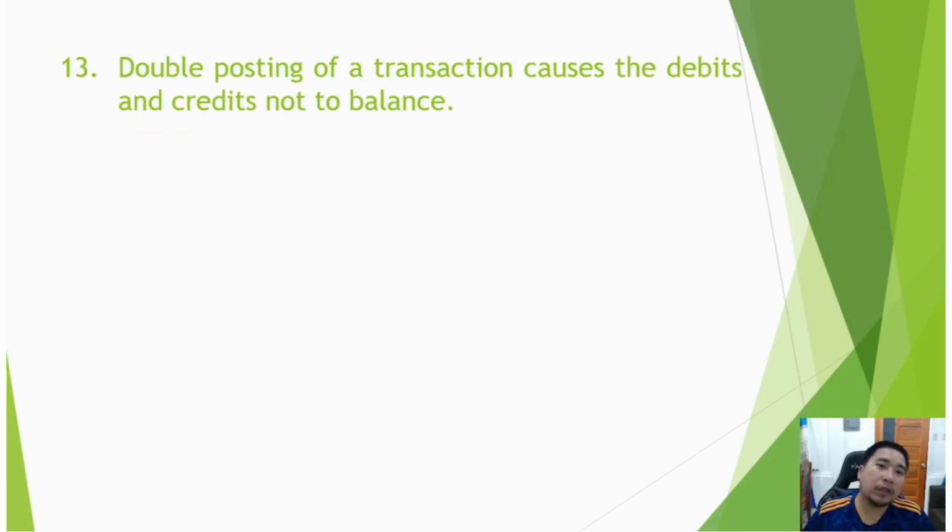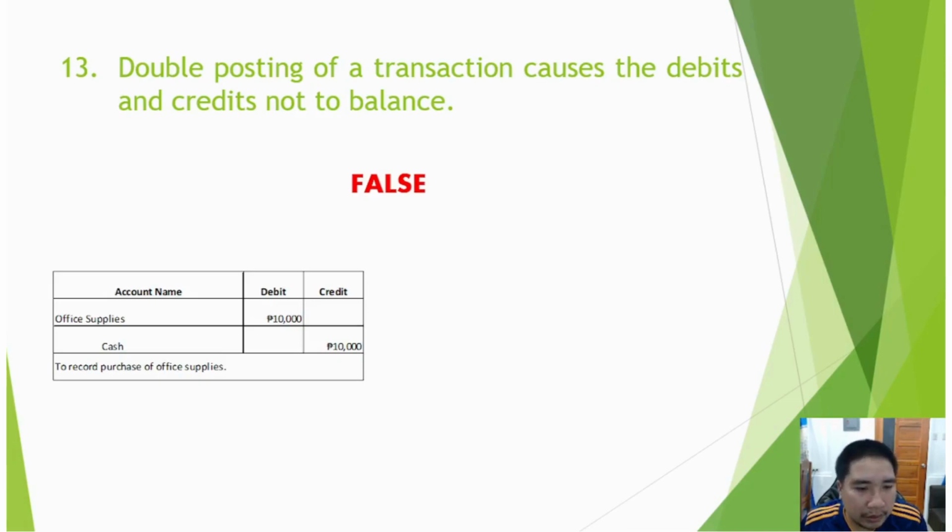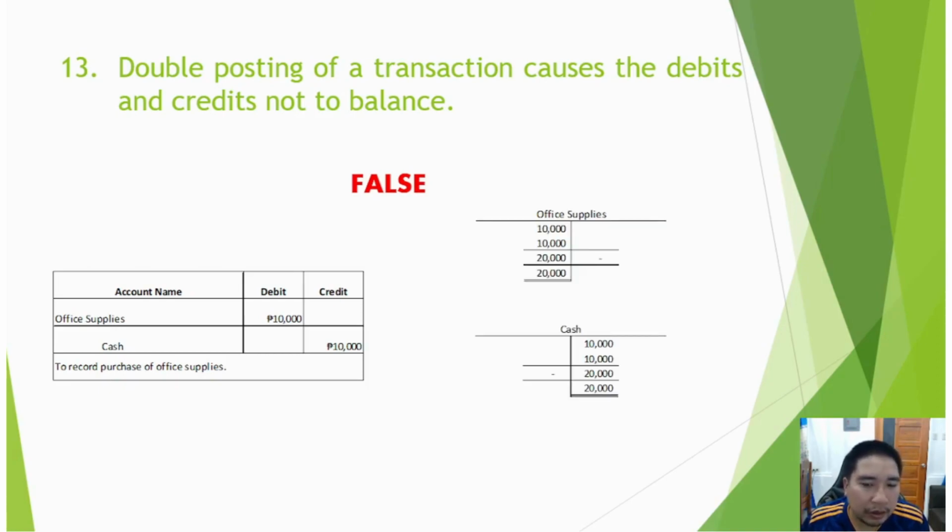Number 13, double posting of a transaction causes the debits and credits not to balance. The answer is false. Double posting will not cause your trial balance to go out of balance as long as both debits and credits of the same transaction are posted twice. So in this example, we recorded a purchase of office supplies where we debited office supplies and credited cash for 10,000. As long as both office supplies and cash are posted twice in their respective ledgers or T accounts, then that will not result in your trial balance going out of balance.